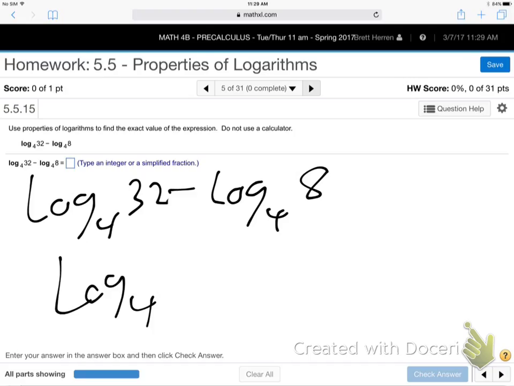So we're not messing with the 4. We'll just leave that there for now anyway. It's going to become 32 over 8. Oh, I see. You're already going to the end there, David. Yeah, you're right. You were a couple steps ahead. It's just 32 divided by 8 instead of the log of 32 minus the log of 8.